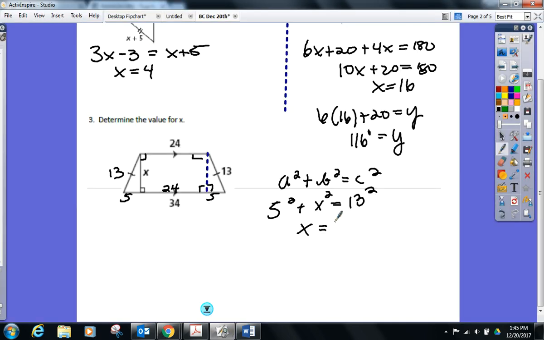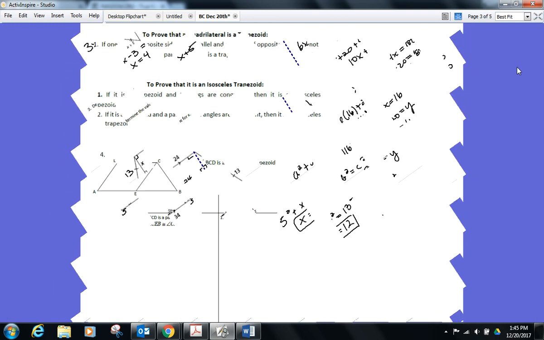x equals 12. Look at that. This random number generator is not joking around. Had 16, called on 16, 12, never mind. I'm just the only one that's impressed by that.